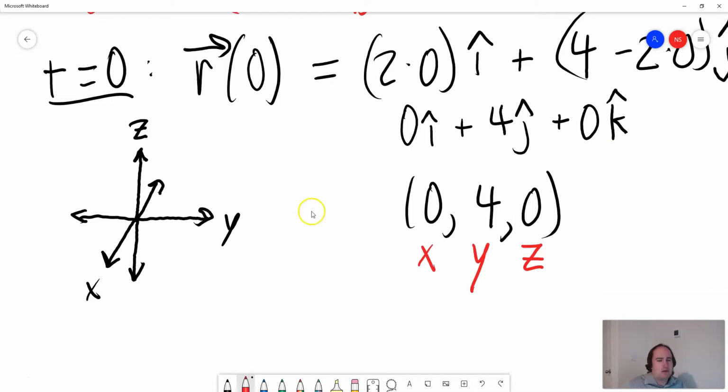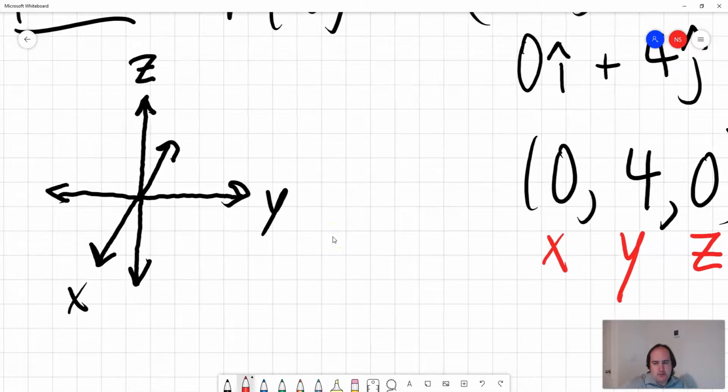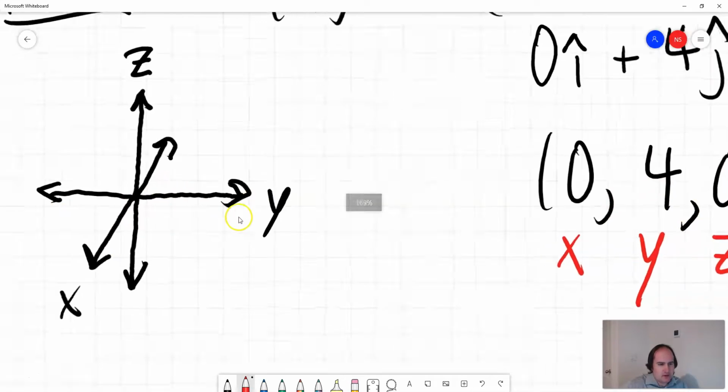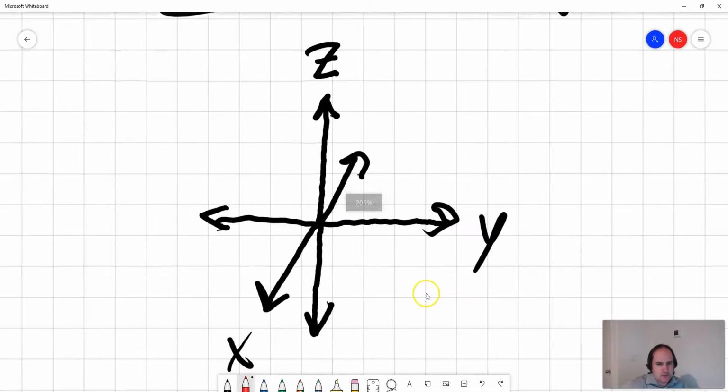If I zoom into my graph, both x and z are going to be 0, but y is going to be 4. So on the y-axis, we're going to go out to 4. Let me zoom in on this.